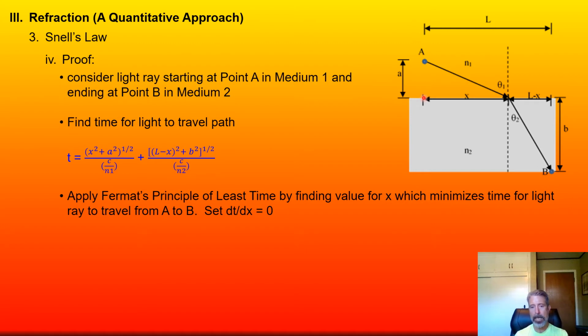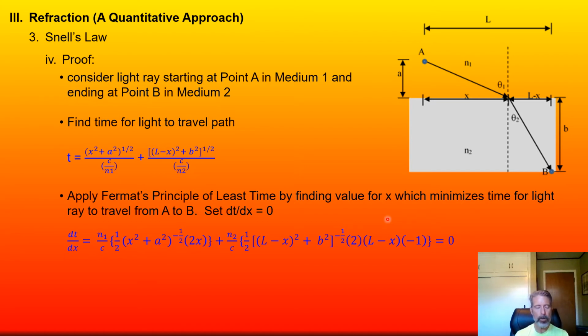Because it would represent a maxima or a minima. So when we take the derivative of this time expression with respect to the variable x and set it equal to zero, this is what we get here. I won't go through all of the calculations. You can do that. It's very similar to what we did for the case of reflection.